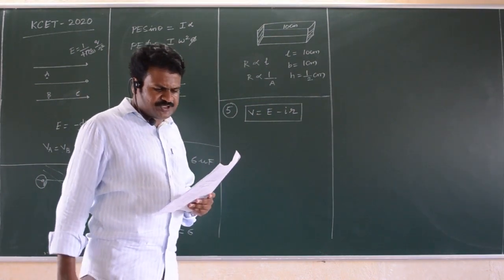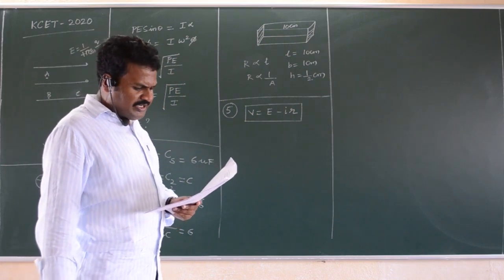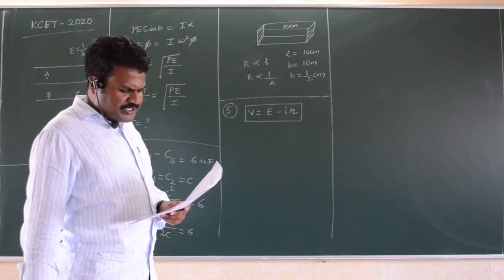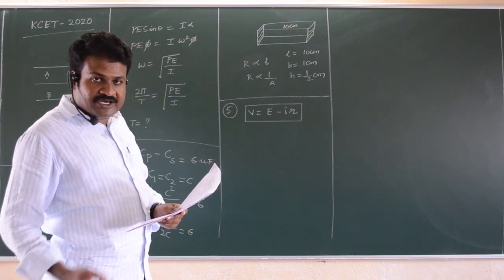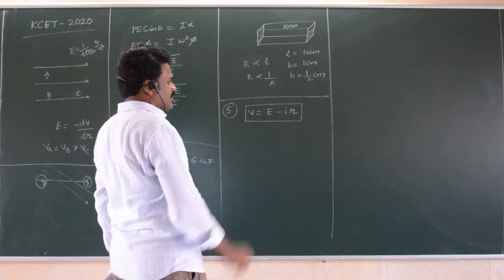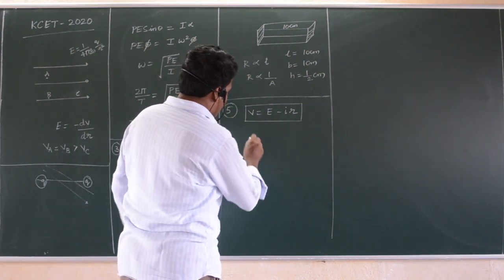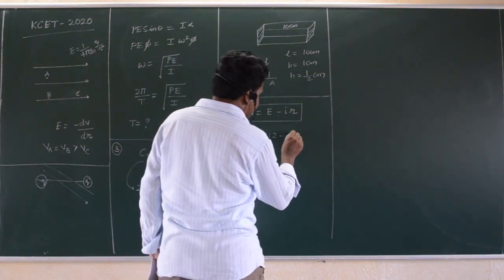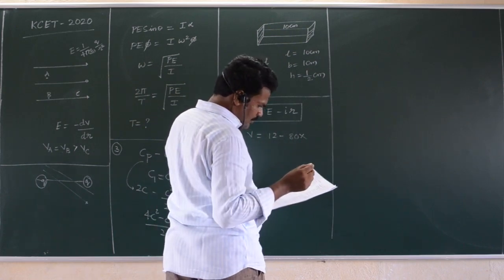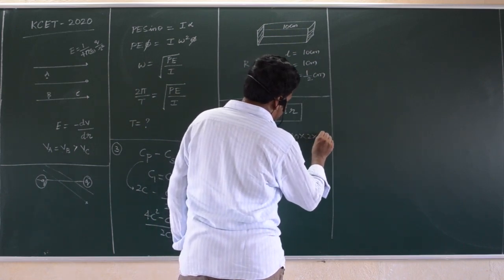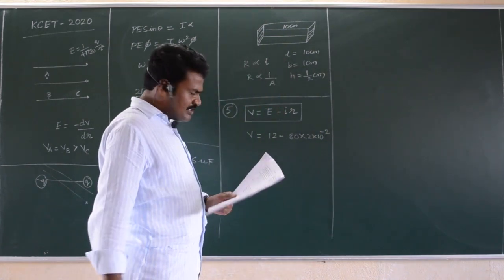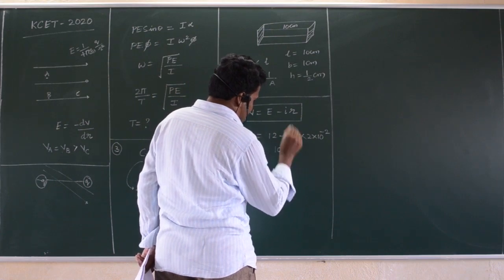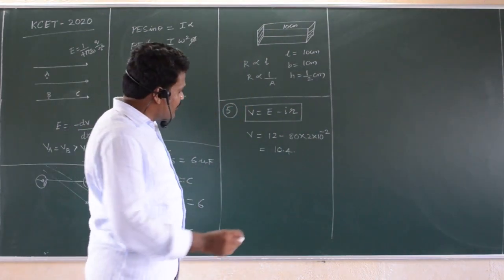A car has a fresh storage battery of EMF 12 volts and internal resistance 2 into 10 power minus 2. If the starter draws a current of 80 amperes, then what is the terminal voltage? Since current is drawn, V is equal to 12 minus 80 into 2 into 10 power minus 2. If you solve this, you will get the answer 10.4 volts.